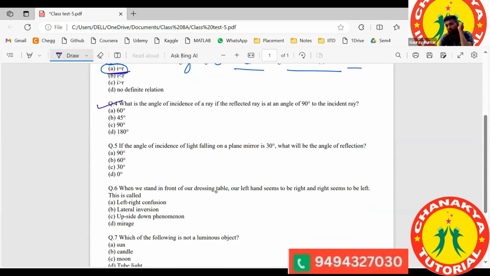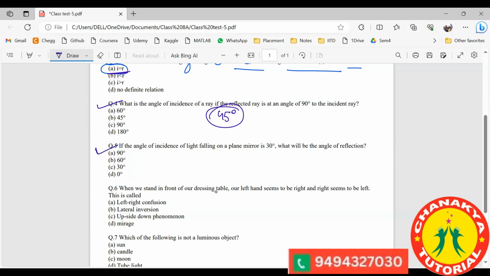Number 4. What is the angle of incidence of a ray if the reflected ray is at an angle of 90 degree to the incident ray? 45 degrees. Very good. Any student have any problem in this question? No, sir. Okay, great.